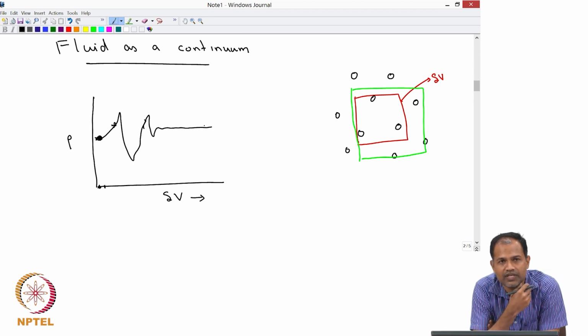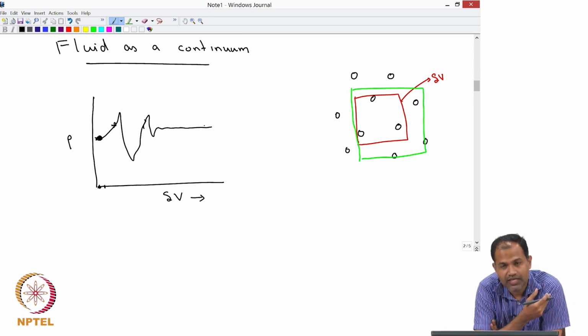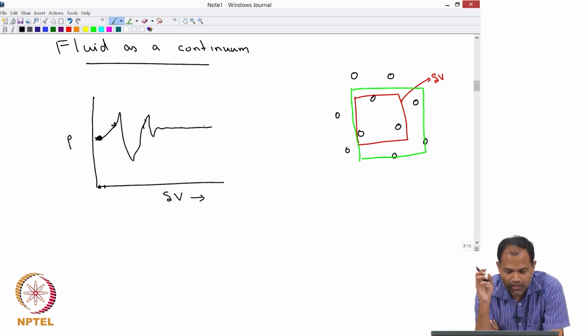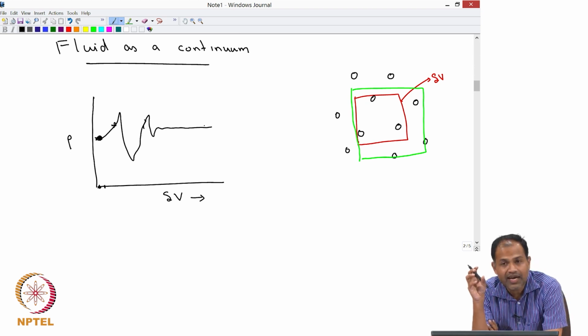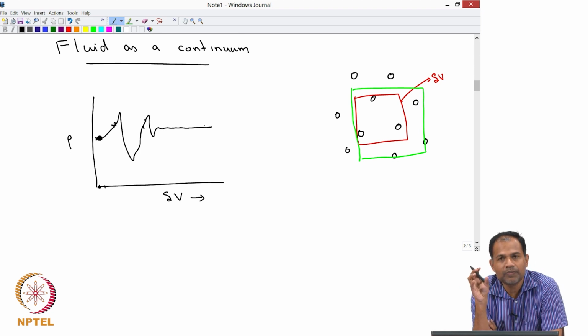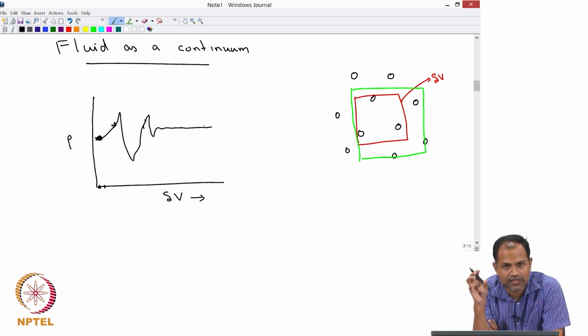So that is the kind of density that you are familiar with, that is the density that we measure, because when we measure the density, we take a huge number of molecules, or in other words, we take a macroscopic volume and then we measure the density. So if you measure density in that regime, then the density becomes a constant and it becomes independent of the volume that you have considered.